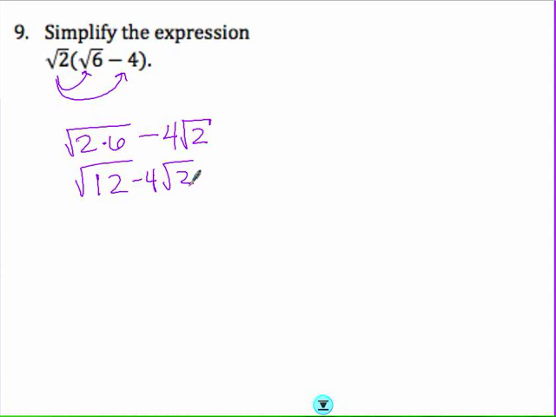I can still simplify this radical by finding its factors. So 4 times 3 give me 12.